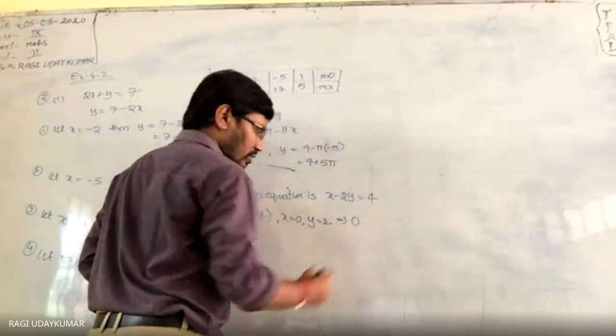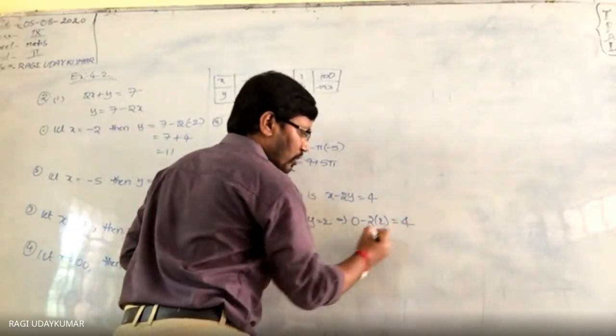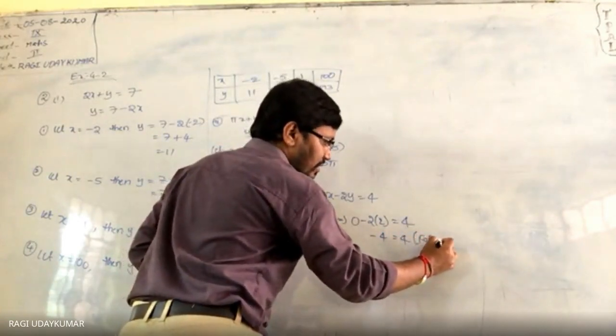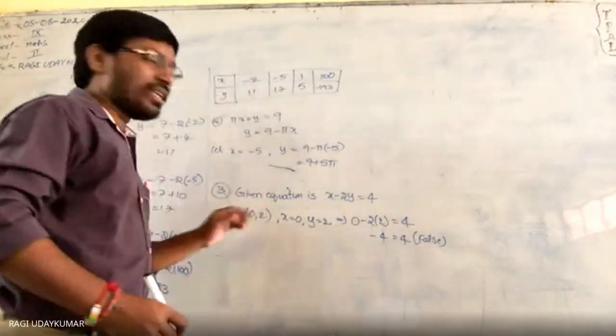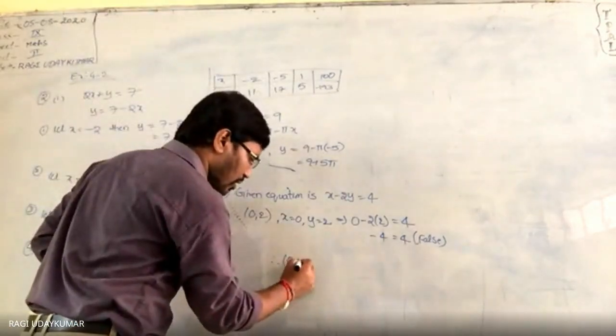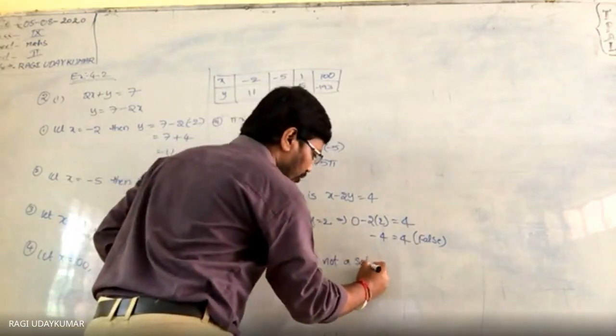Then 0 minus 2 into 2 is equal to 4. Minus 4 is equal to plus 4. ये false. So this is not a solution. Therefore 0, 2 is not a solution.